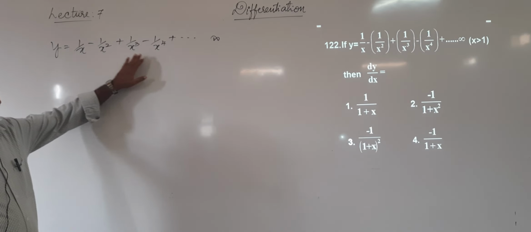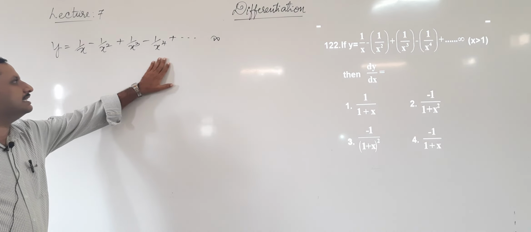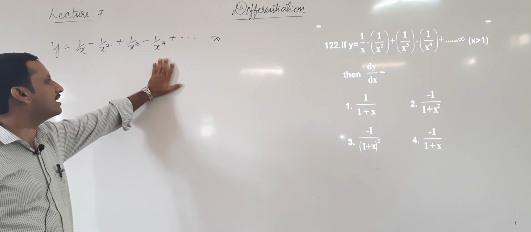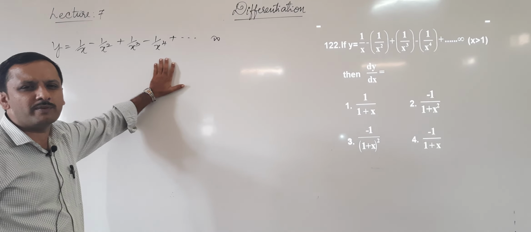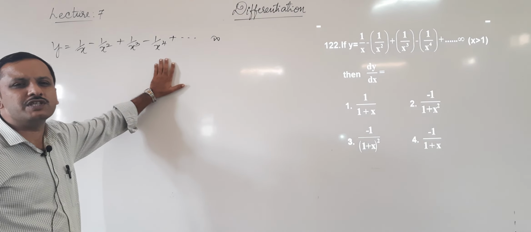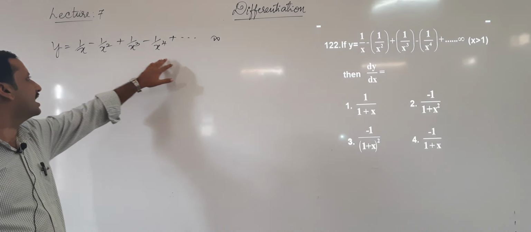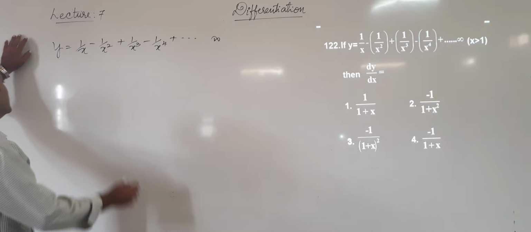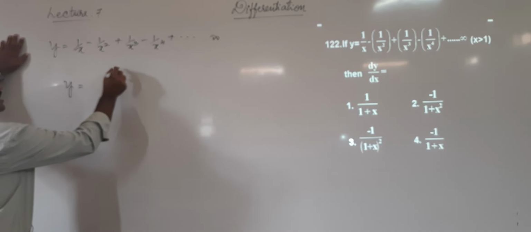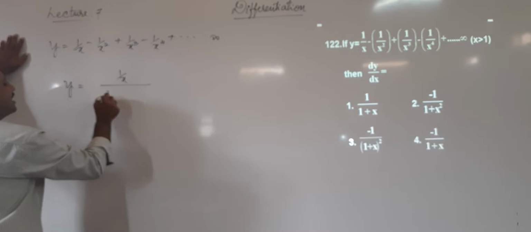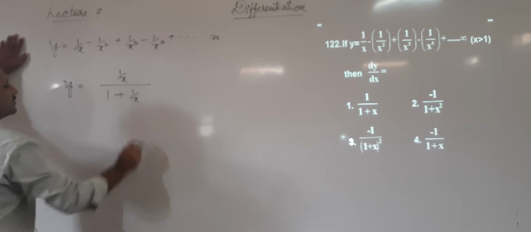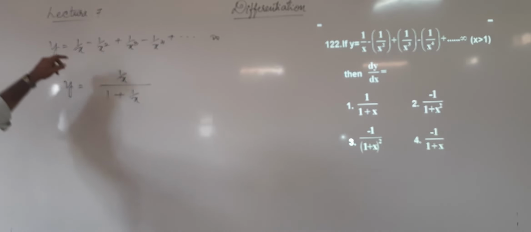So, if you look at these terms, you will observe that this expression is in GP and there are infinitely many terms. Sum to infinity of a GP, you know the formula, S infinity of a GP is equal to a/(1 − r). a is 1/x here and r is −1/x. So, y is equal to a/(1 − r), a is 1/x divided by 1 − r, r is −1/x. So, 1 minus of minus 1/x, it will become 1 + 1/x.